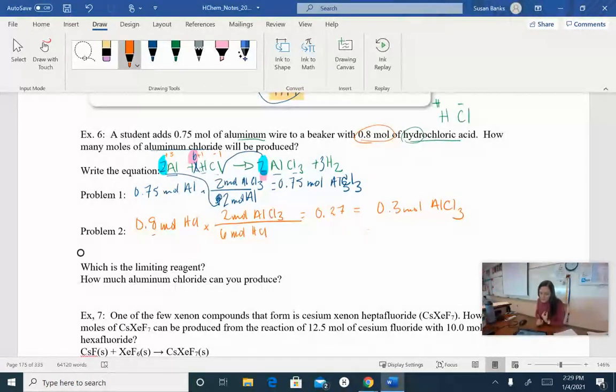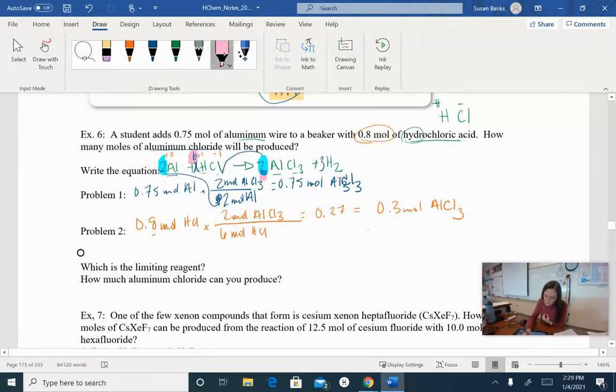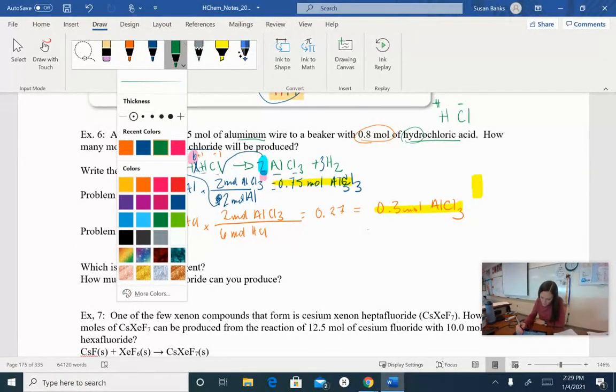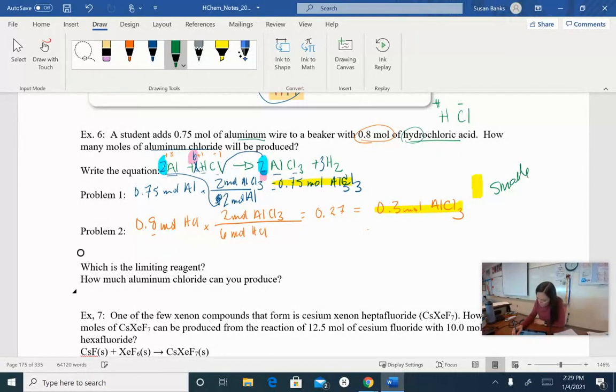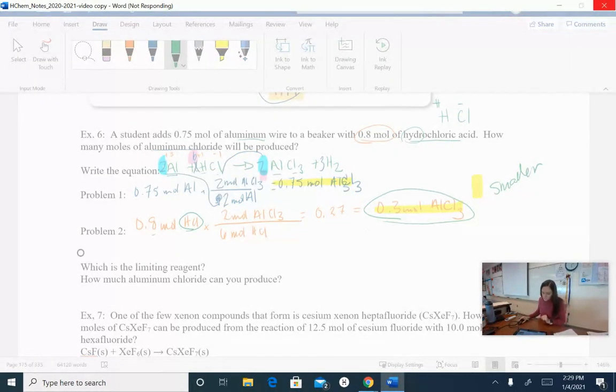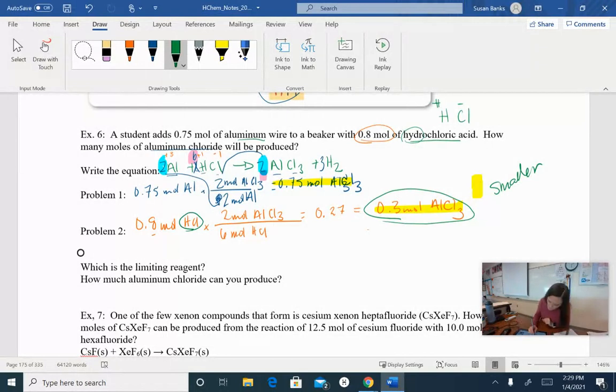So now the thing that we have to do is we've got to compare. We've got to compare this number to this number and see which one is smaller. We are always going to look for the smaller. The smaller is the one that is going to be our limiting. So what is limiting for us? It's the hydrochloric acid. Yay. So hydrochloric acid is what is limiting.